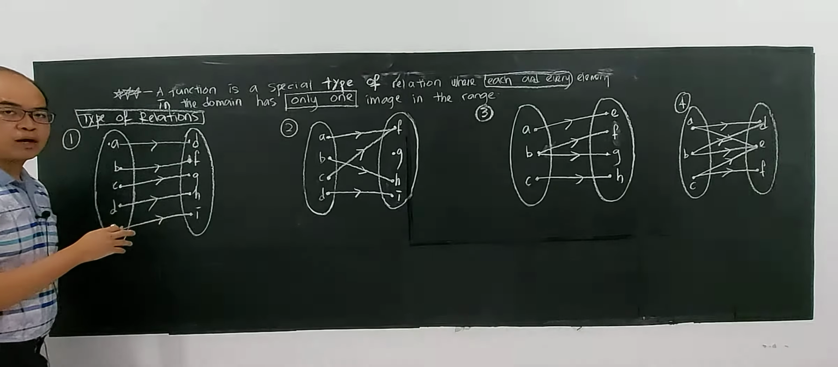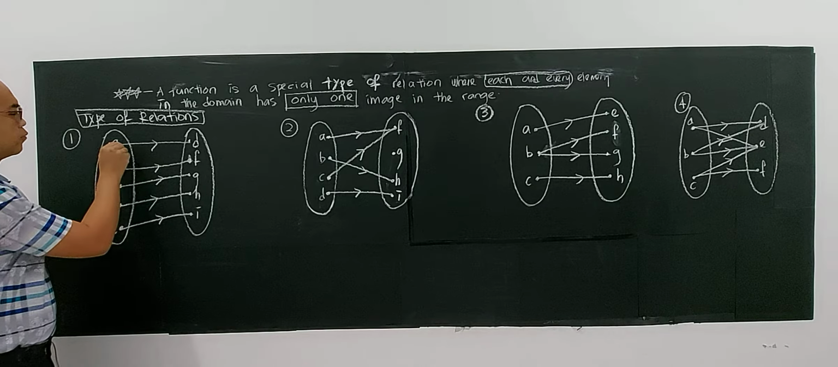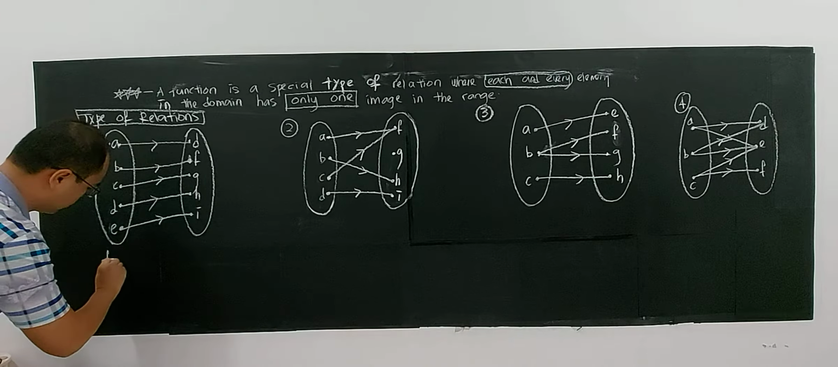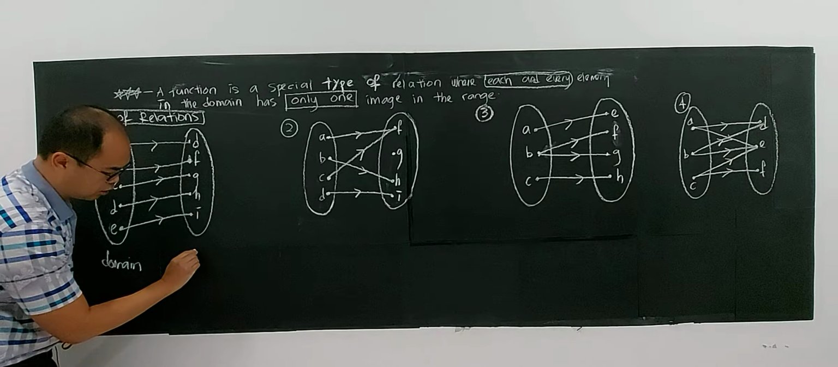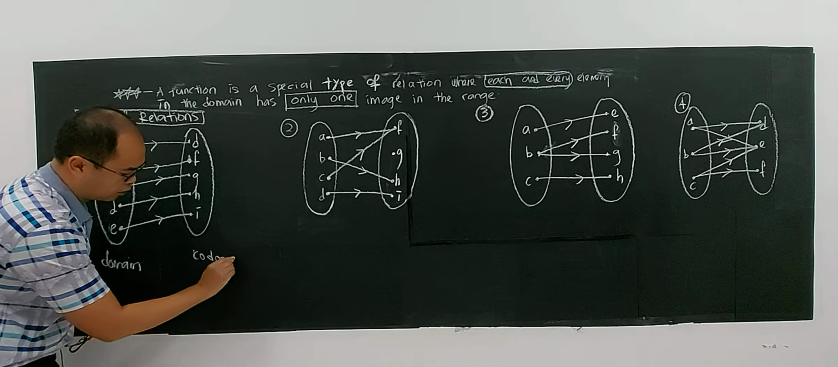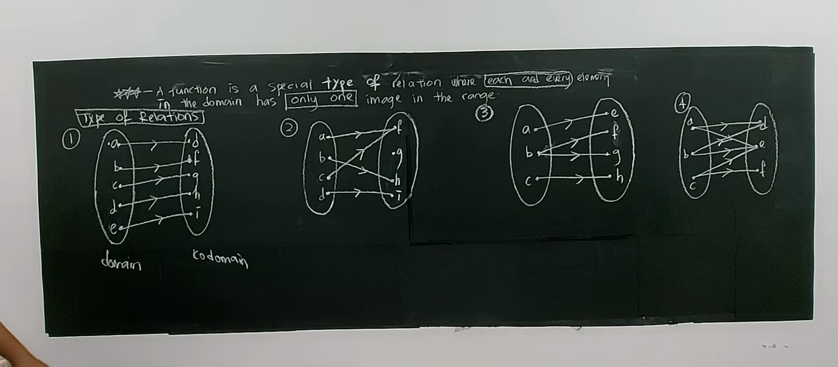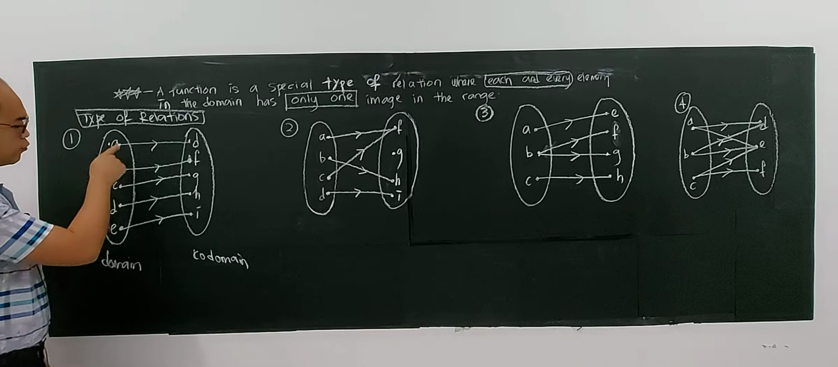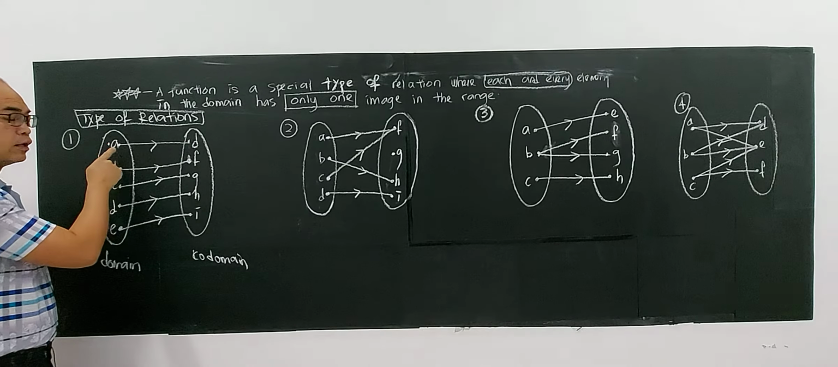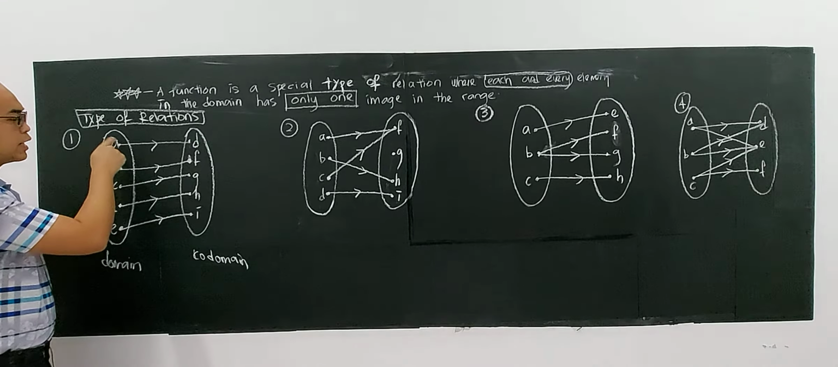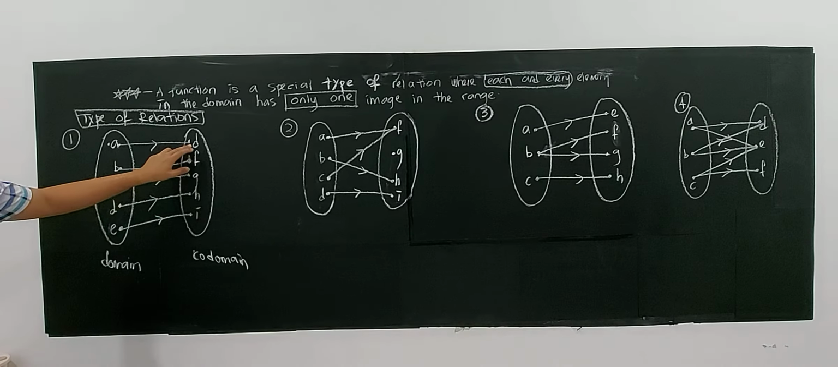Now look at this. This is a one-to-one relation, right? Why? This is your domain. The domain contains all the objects, and this is your codomain. The codomain contains all the images. Now you see, each element in the domain, which is the object, only has one image in the codomain.